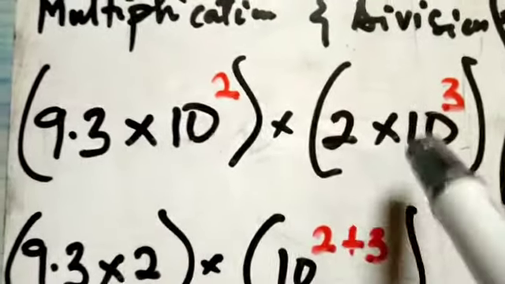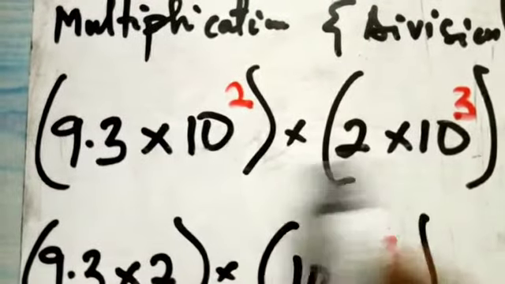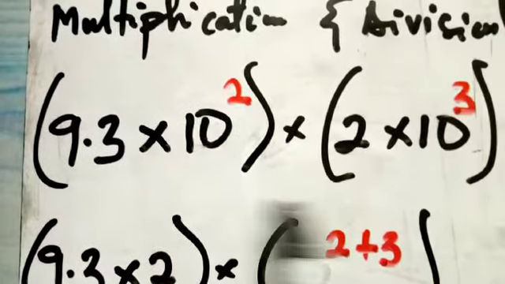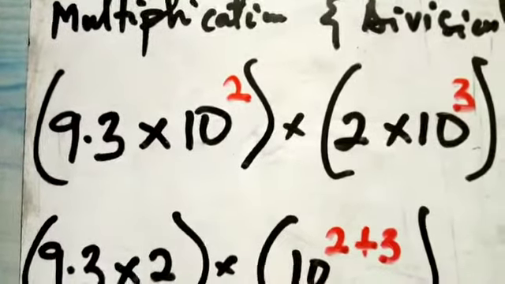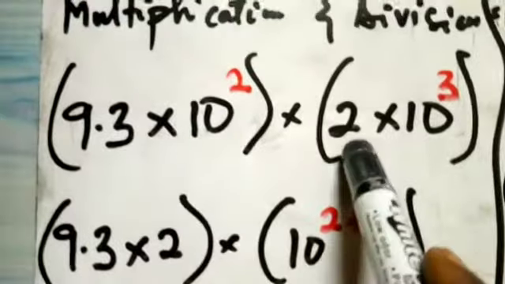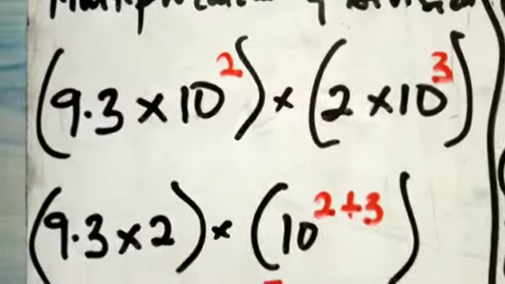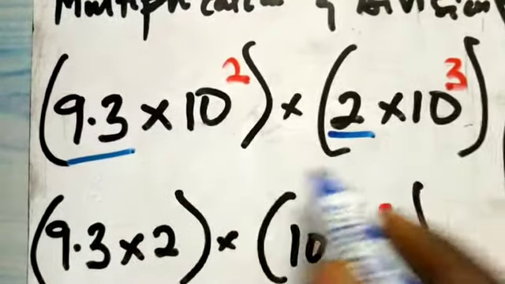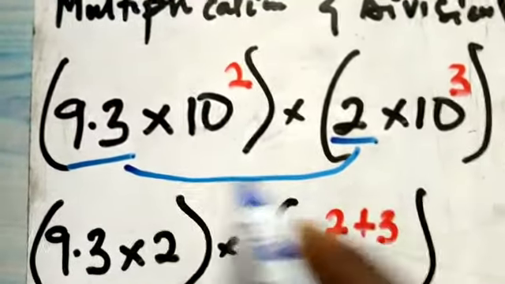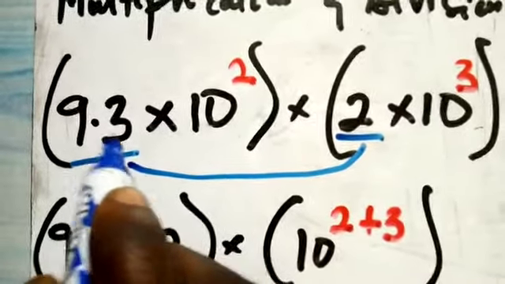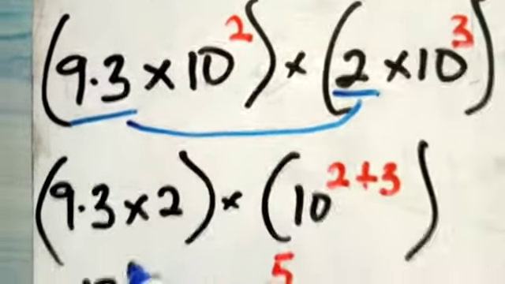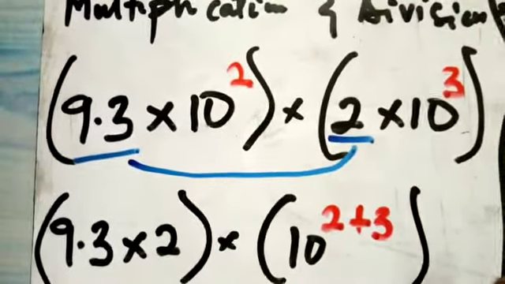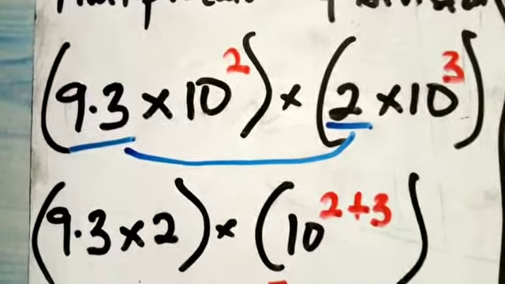All right, so now since these two are in standard form, we can proceed and multiply. That's the first step you have to check. The two of them are in standard form, so we can multiply. But how do you multiply? You multiply everything before the multiplication sign by everything before the multiplication sign. So we are multiplying 9.3 by 2. And then the powers of 10 also go to one side. That is the second step. That is how you multiply.